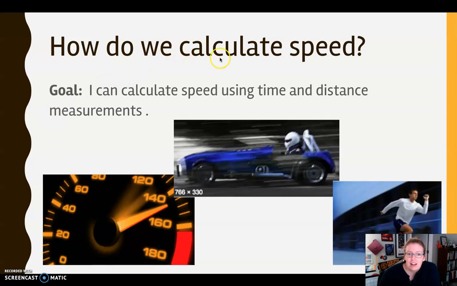Today, we are going to talk about how we calculate speed. Your goal by the end of this video is: I can calculate speed using time and distance measurements. So far we have talked about how we measure speed using time and distance, and how we understand which thing is faster based on the distance it goes or the time it takes to go that distance. Today, we'll look at calculations.